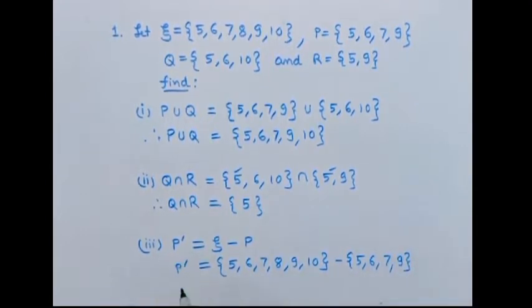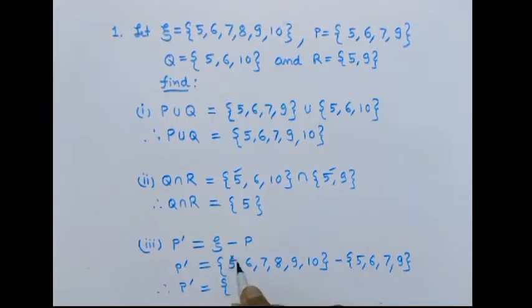So therefore we can say P complement is equal to, complement means the elements that are not present in set P, or we can say excluding the elements that are present in set P. So here you have to see the universal set, the elements that are present in set P will just exclude them.